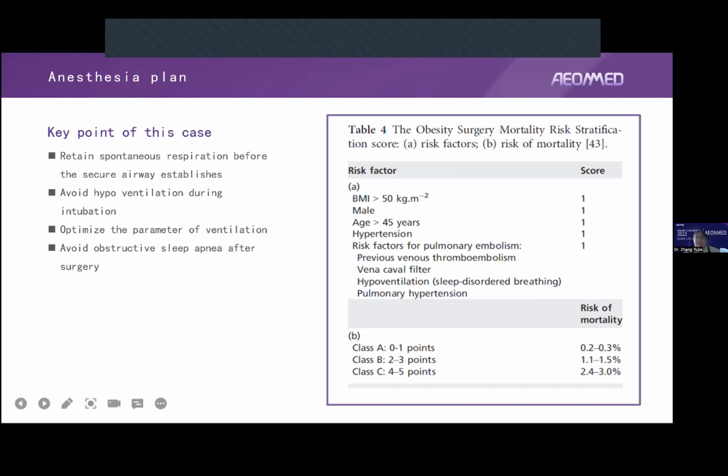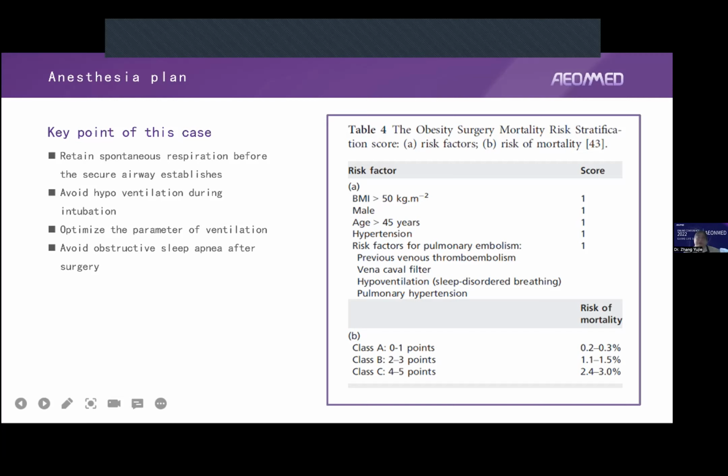We assess the patient with the obesity surgery mortality risk stratification score, which is usually used for obese patients. The patient's score is 4, which reached class C, the highest class, where his mortality would be nearly 3%.